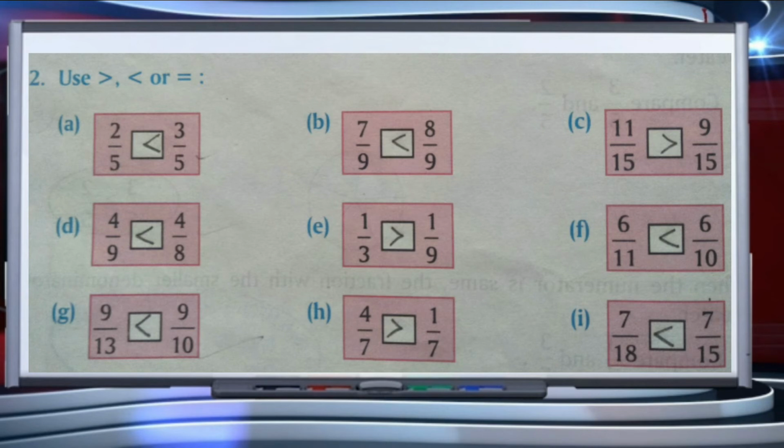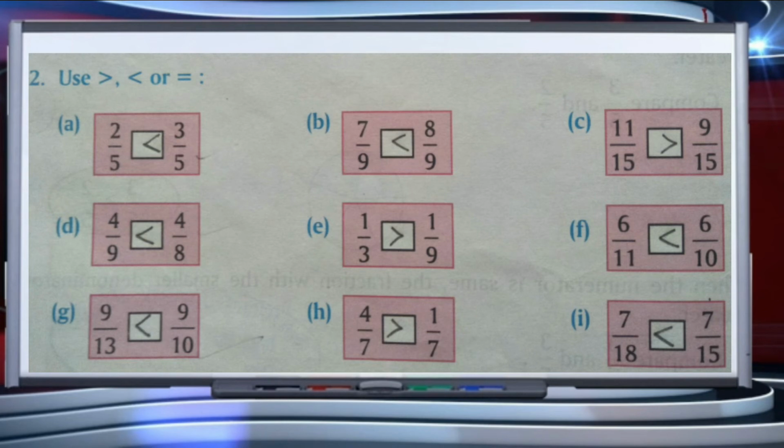C part is 11 by 15, 9 by 15. Denominator again same. Then fraction with bigger numerator. Bigger numerator means 11. 11 is bigger than 9. So 11 by 15 is greater than 9 by 15. We will put the sign of greater than.